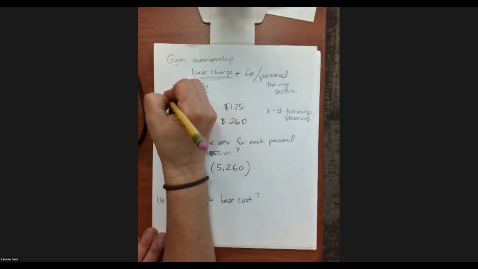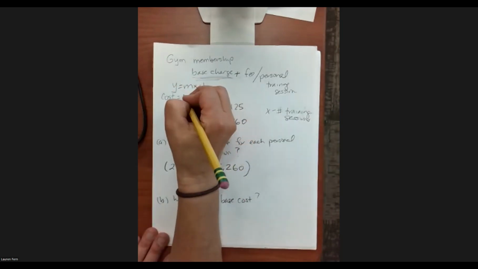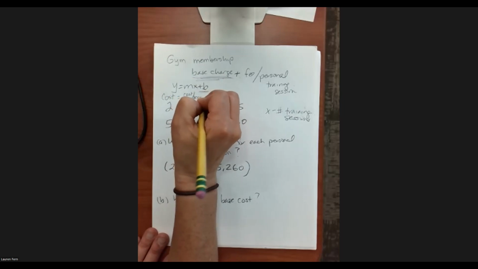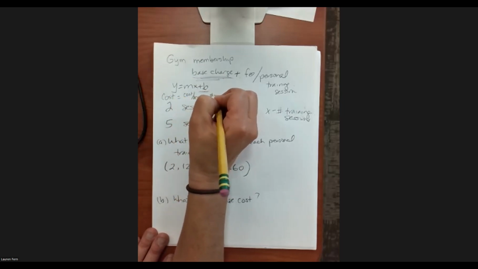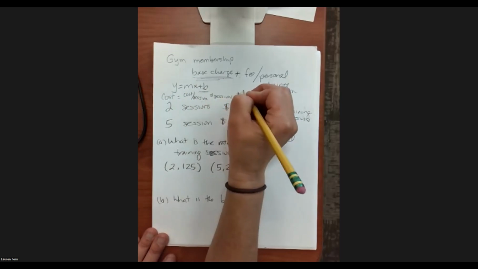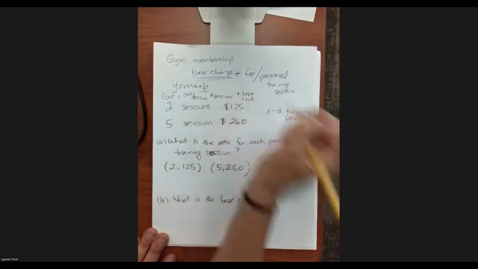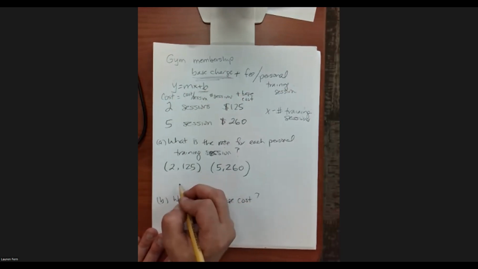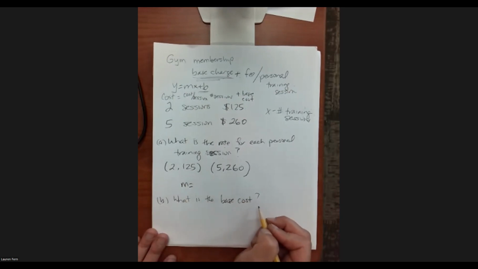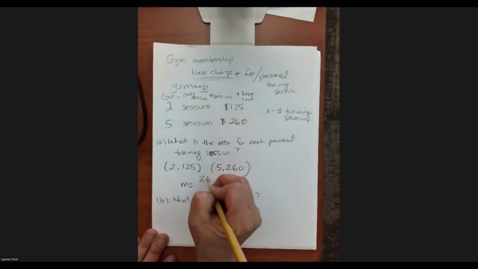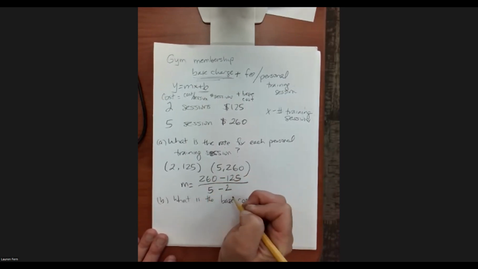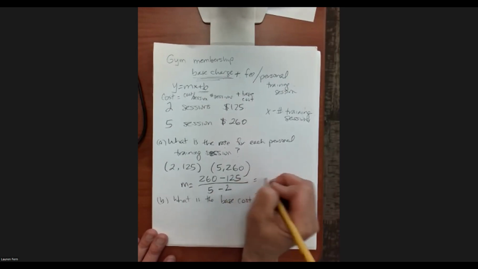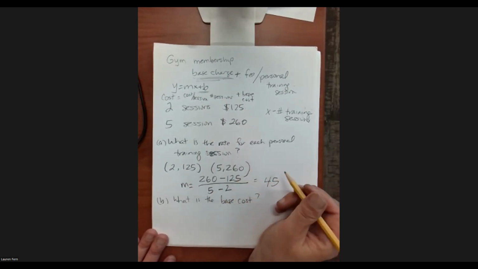Right, you all agree that the total cost here is going to be the cost per session times the number of sessions plus your base cost. Well, which y value do you want to start with? 260. So we'll do 260 minus 125 over 5 minus 2. And I claim we get 45. I did the math already.